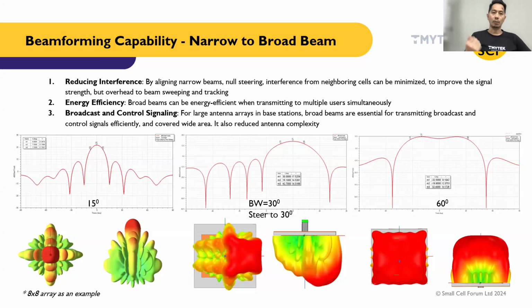So this is our beamforming capability. We can have a narrow beam and a broad beam. A narrow beam can reduce the interference, that's of course. And the broad beam, because of our beamforming algorithm, can benefit energy efficiency. Also for the baseband side, it can provide wide coverage to cover the wide UEs. So we can see the use case. Next slide, please.